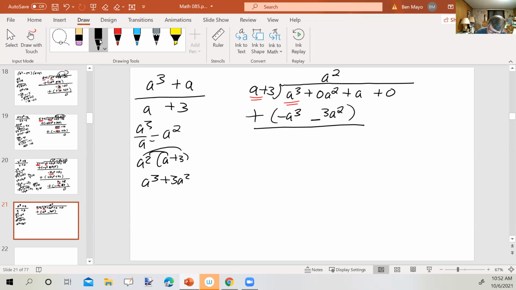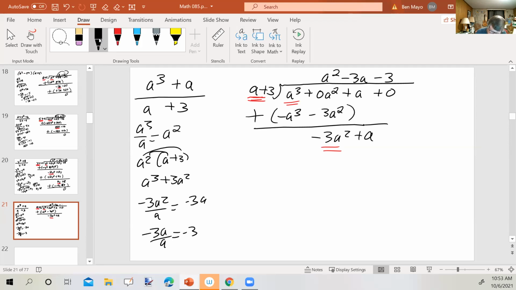Okay, so a cubed plus negative a cubed is 0. 0a squared plus negative 3a squared is negative 3a squared. Bring down the next term, plus a. Start the process over. Leading term inside divided by leading term outside. So negative 3a squared divided by a is negative 3a. So minus 3a goes up there. Negative 3a divided by a is negative 3. So minus 3 goes up there.